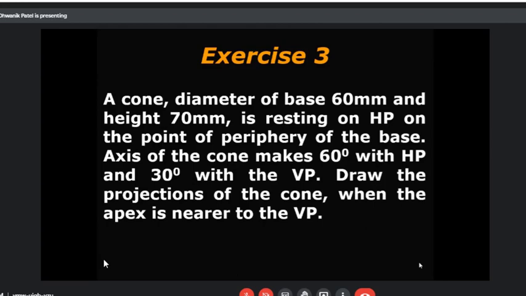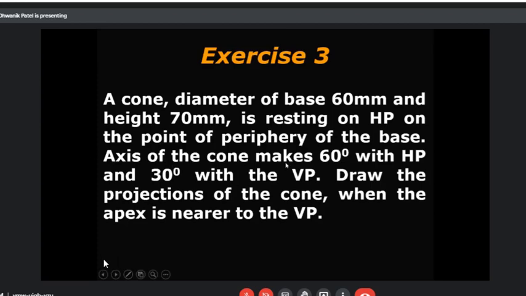So what is a solid? Solid means one base point, one apex point. Now the diameter of the cone is given 60 mm, so you will draw a circle of 60 mm. Height of the cone is given 70 mm, and it is resting on the HP plane on a point of the periphery of the base. So what is your first step? Which method will we apply here, method 1 or method 2? Method 1, because it is resting on the HP plane on the periphery. So we will use method 1 here, right?